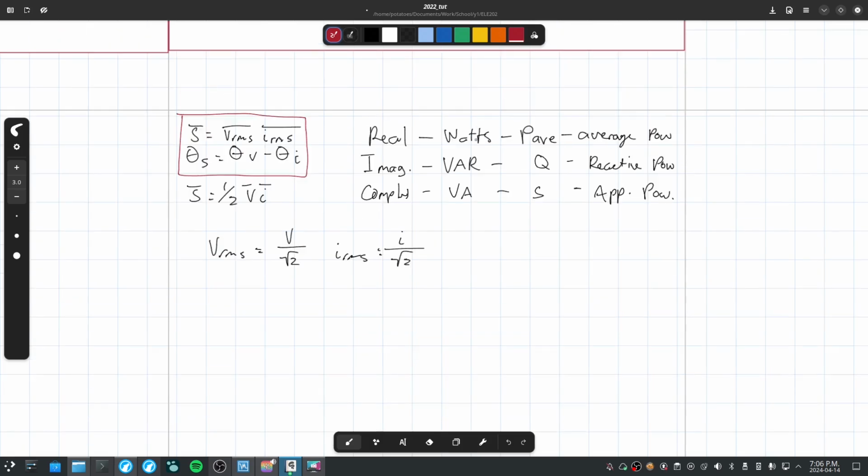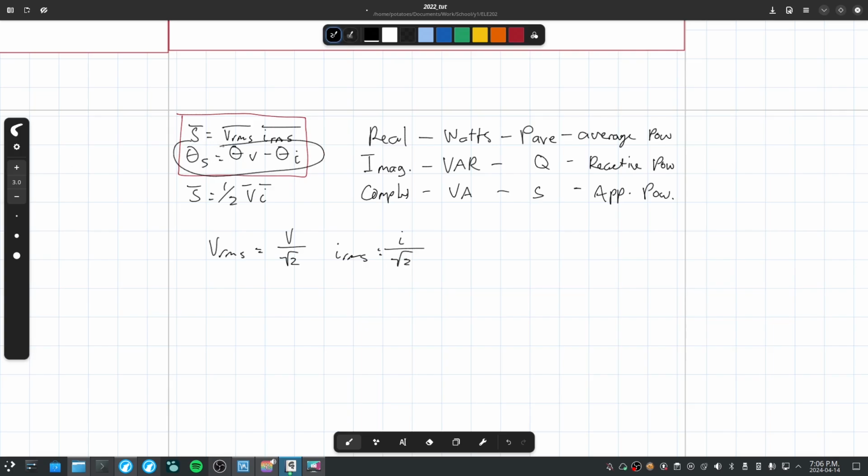These are the connections here, right? Real power is measured in watts. It's written as P average, and it's the average power. Imaginary is volt-amp reactive, Q, all that's fun stuff. What does theta S minus theta V minus theta mean, pretty much?